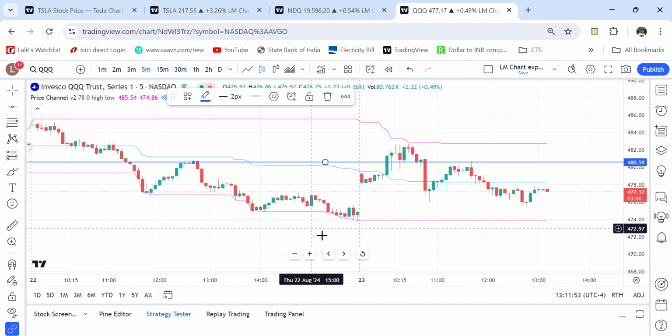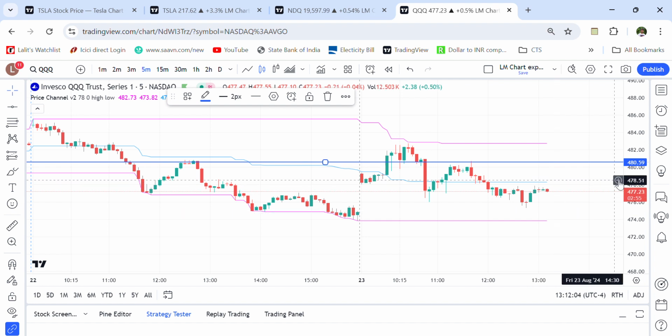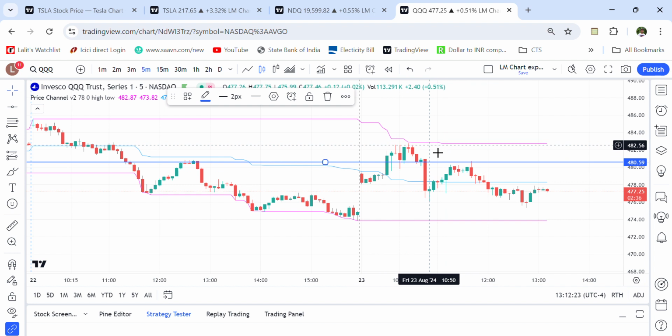Now, where you can get into calls: if you come near this line somewhere and it starts giving a green candle over here, you could enter on the call side, and this may again go back to 480 levels. Currently it's in no man's land as per the price channel. So this is one of the concepts that you can implement in your trading for a better trading profit.